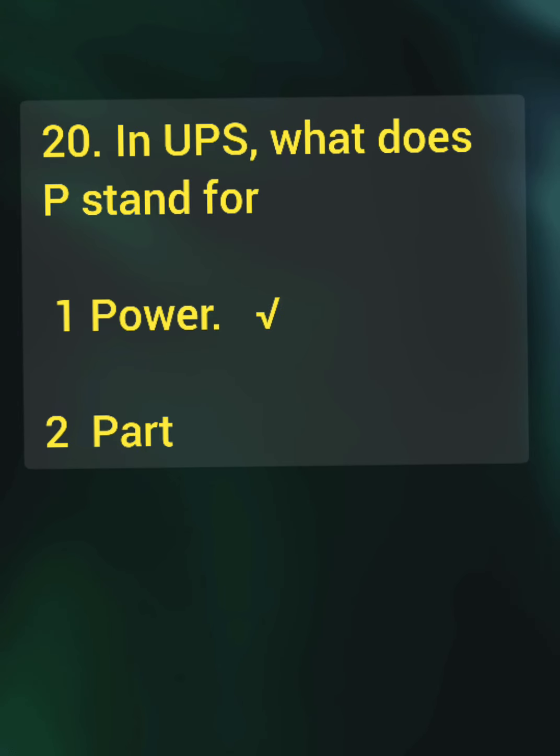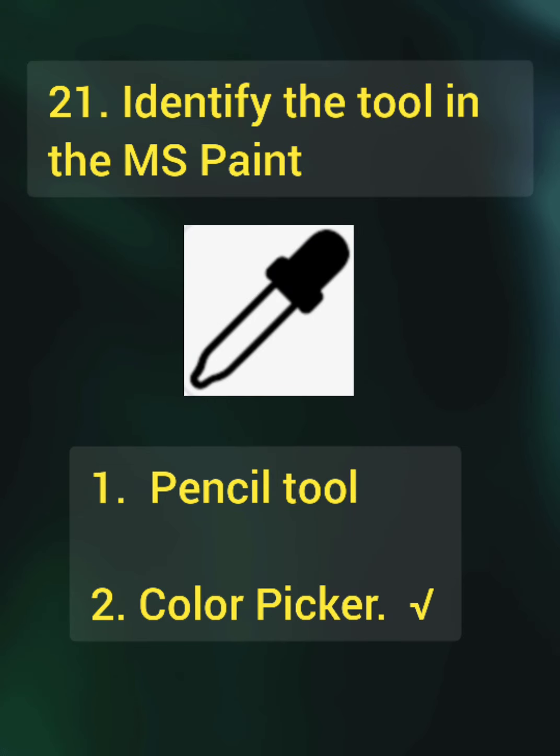In UPS, what does P stand for? Option 1, power. Option 2, part. And the answer is option 1, power. Identify the tool of MS Paint given below. Option 1, pencil tool. Option 2, color picker. The answer is option 2, color picker.